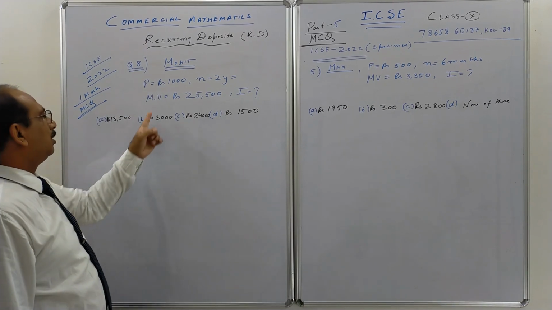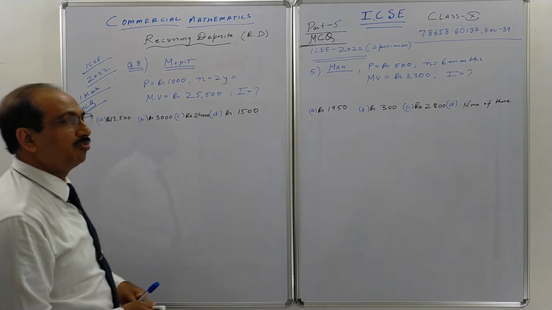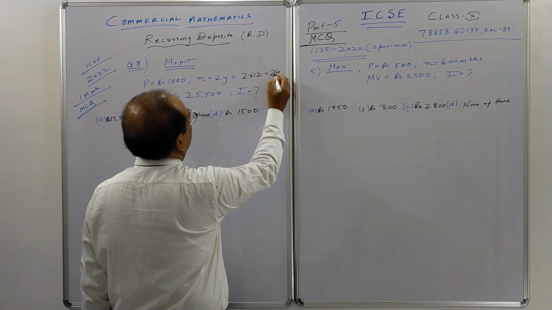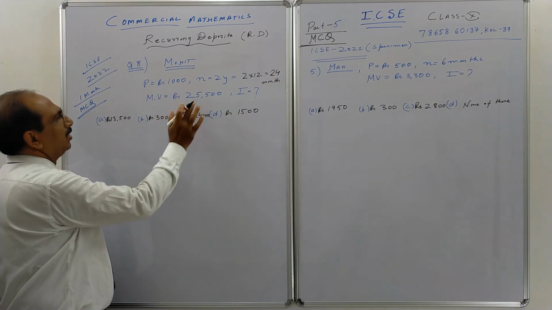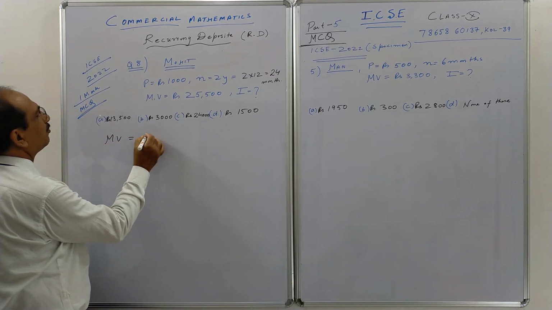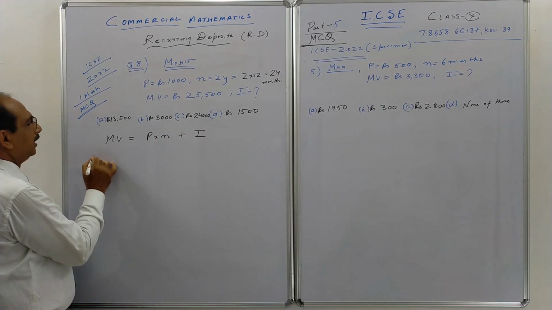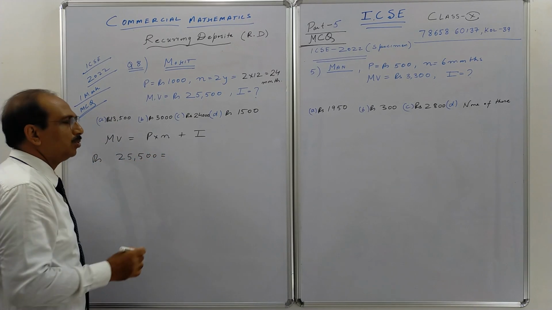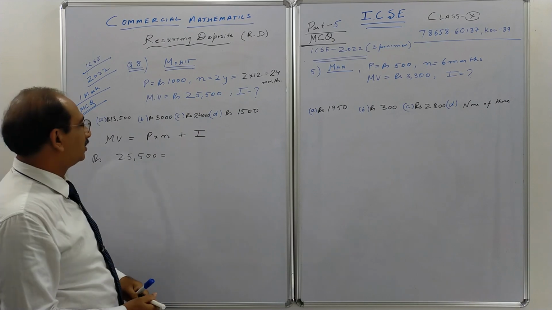Mohit deposits rupees 1000 for 2 years. Very important, change it, children, to months. So it's 24 months. So his maturity value is what the bank pays him with interest. One thing we remember, the very first formula for maturity value is Mohit's money plus interest paid by bank. So Mohit gets, let us substitute, 25,500 after 2 years if Mohit deposits 1000 rupees for 24 months.